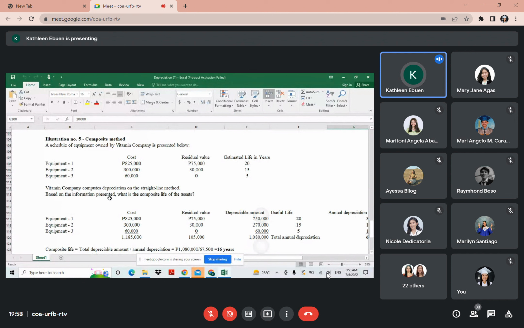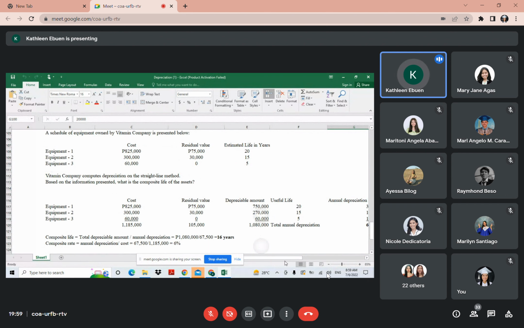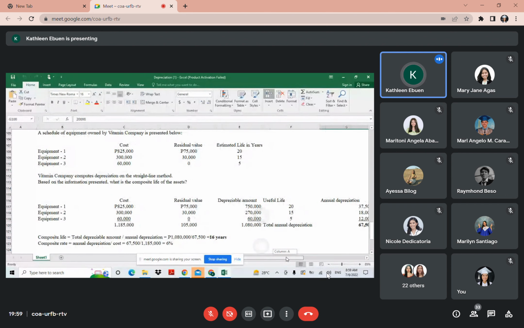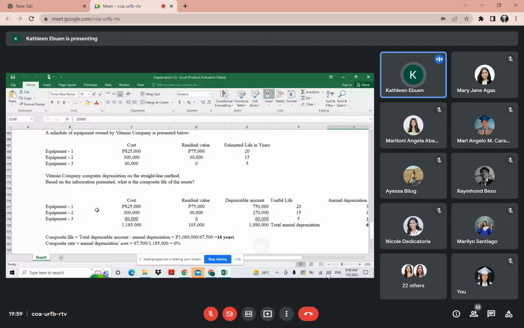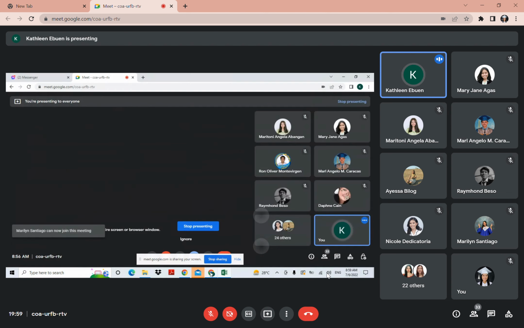Based on the information presented, what is the composite life of the asset? So pag tinatanong si composite life of assets, that is total depreciable amount over annual depreciation. So, kailangan nating malaman class magkano ang total depreciable amount tsaka annual depreciation. So, for equipment 1, 2, 3, ilalagay lang natin of course yung cost. Kunin natin depreciable amount, so ibawas lang natin yung residual value.